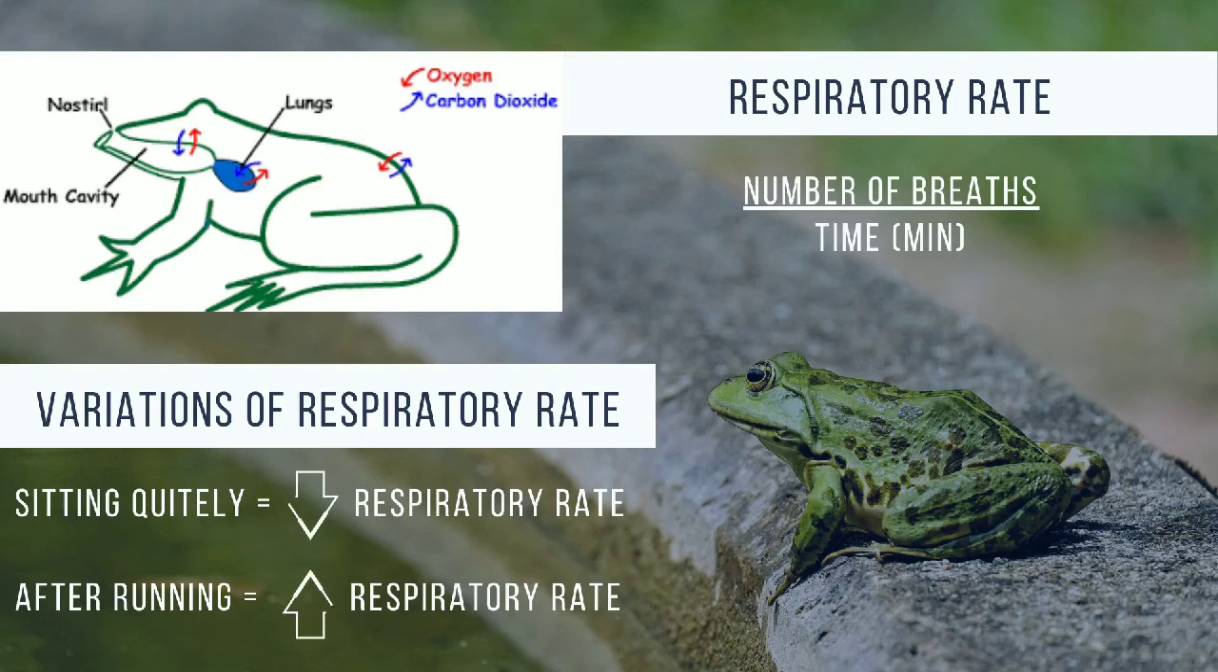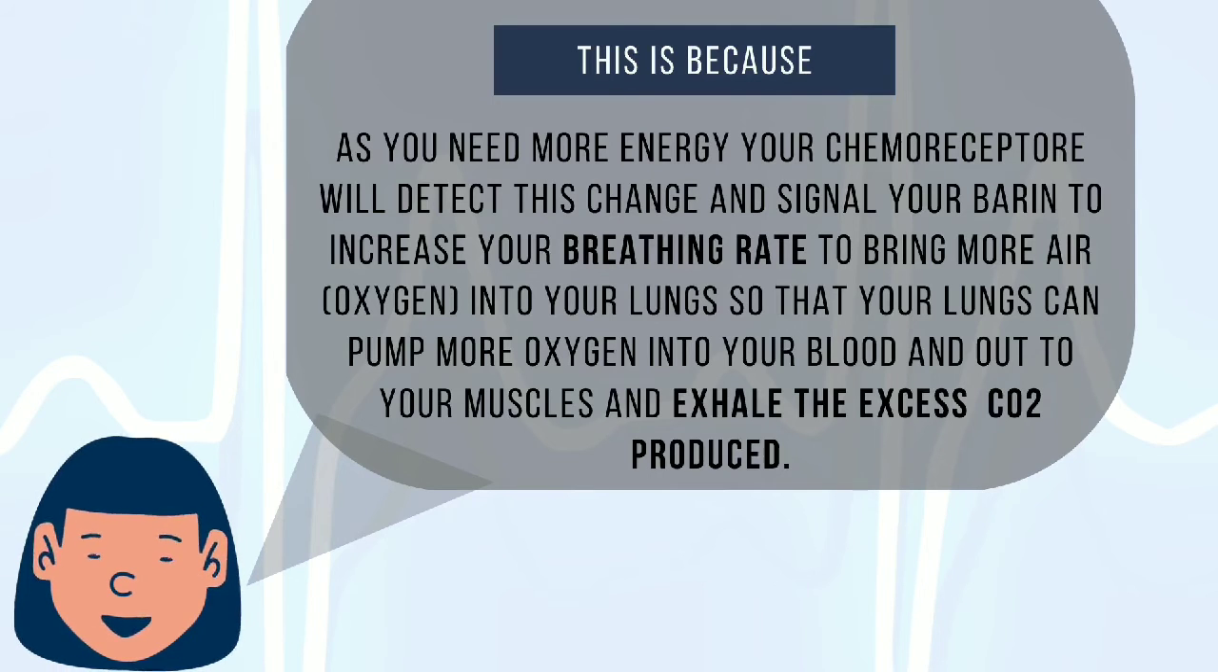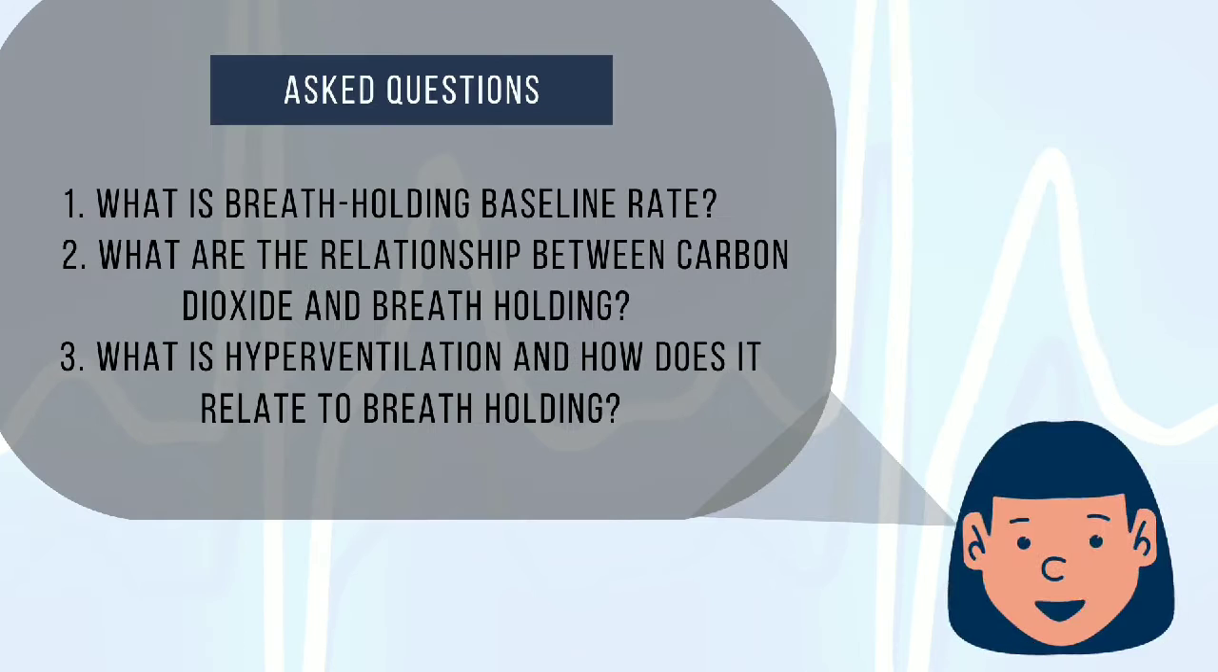Variations of respiratory rate. When you're sitting quietly, you will have a lower respiratory rate. If you exercise or after running, you will have a higher respiratory rate. This is because as you need more energy, your chemoreceptors will detect this change and signal your brain to increase your breathing rate, to bring more air or oxygen into your lungs so that your lungs can pump more oxygen into your blood and out to your muscles and exhale the excess CO2 produced.